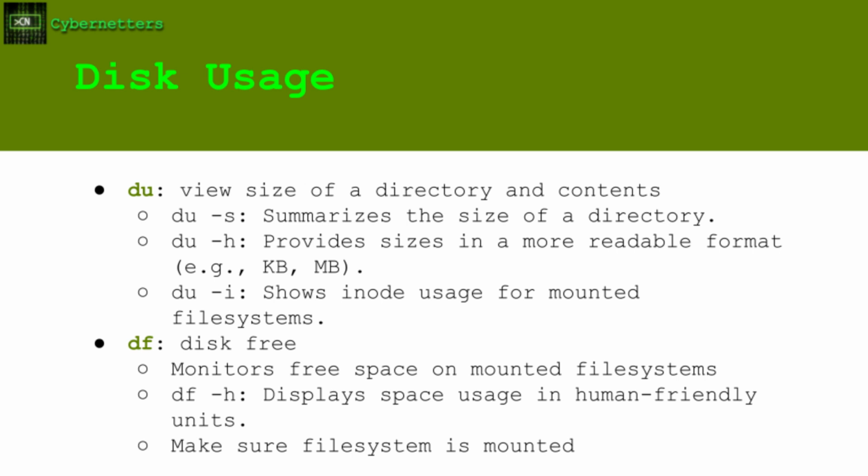Now let's talk about df, which is disk free. It monitors the available space on mounted file systems. df -h displays the storage usage in an easy-to-read format. And always make sure that the file system is mounted before checking disk space.